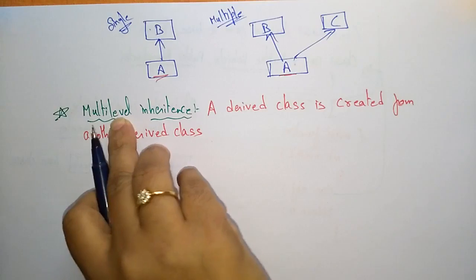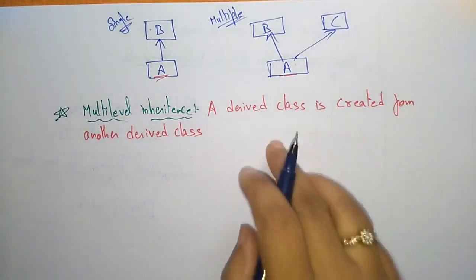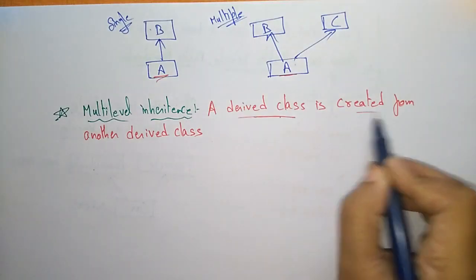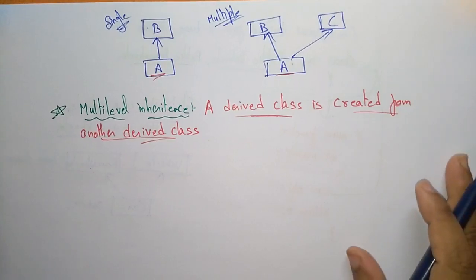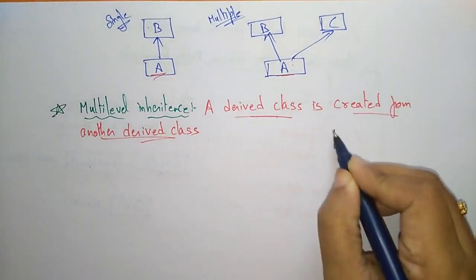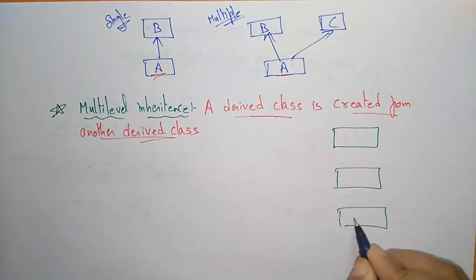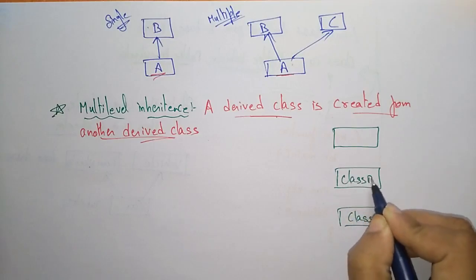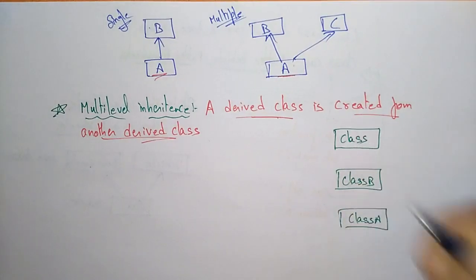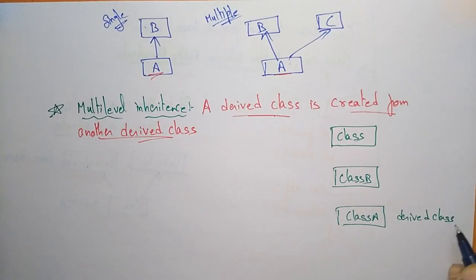The name itself is saying multi-level: one level, another level, another level. So here a derived class is created from another derived class, and you call that multi-level inheritance. These are the three classes: class A, class B, class C. Here the last one is the derived class.